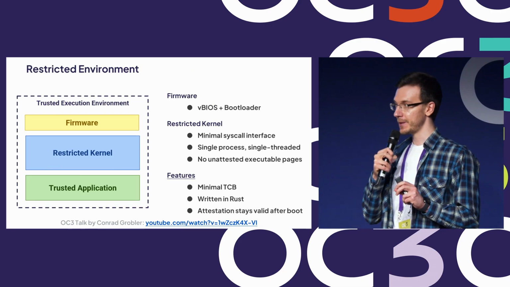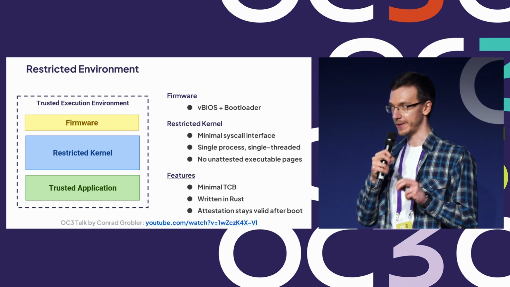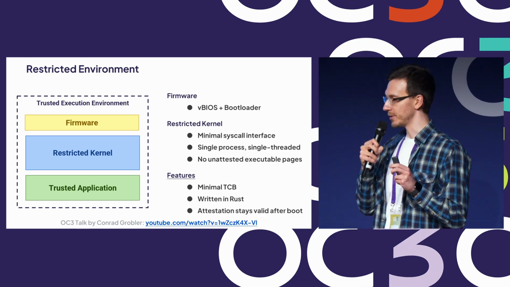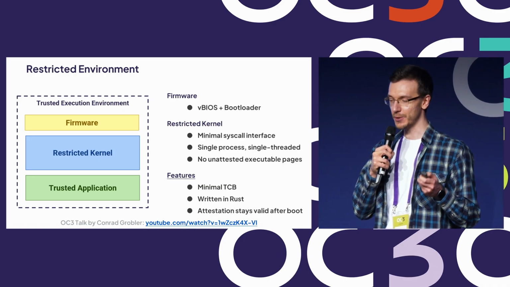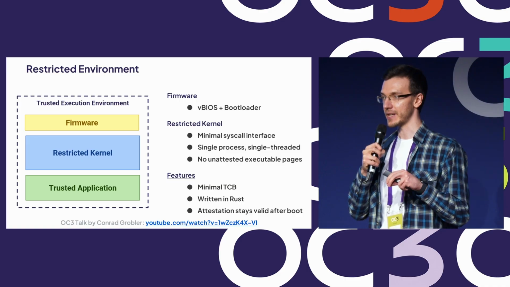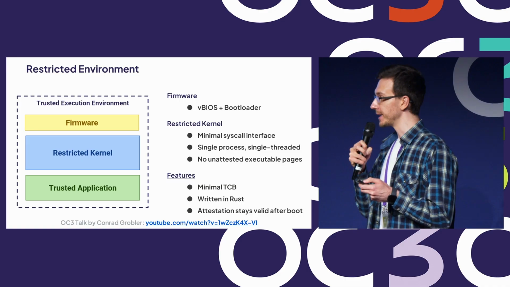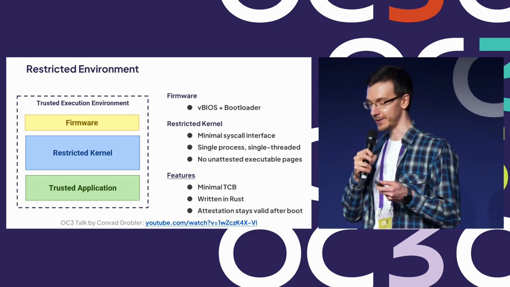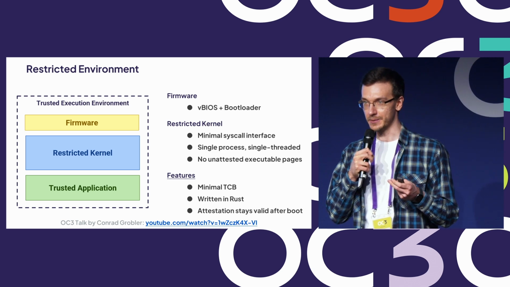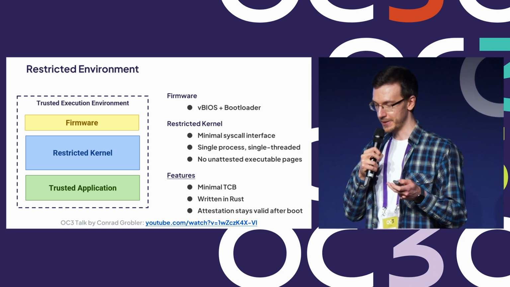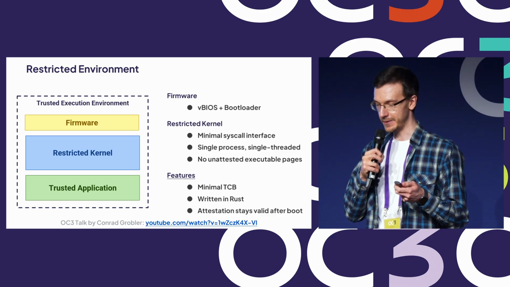So the specific use case we're going to focus on today is Oak's restricted environment. In Oak, we are trying to make the job of external reviewers as easy as possible by minimizing the size of the trusted computing base, or TCB. And for this, we have implemented a restricted environment, which contains our custom firmware and our custom kernel implemented in Rust. And the main idea is to minimize the size of the TCB.